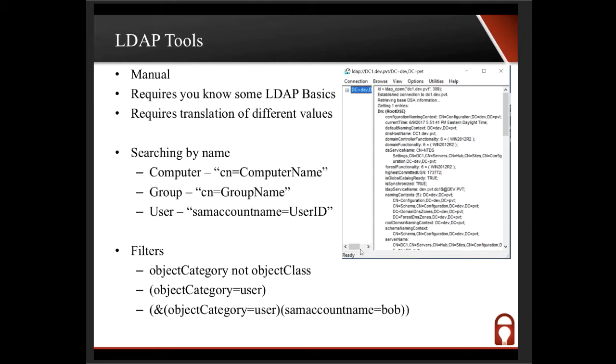Some other good filters: you'll see most LDAP directories have the object class attribute. And this is multi-value, and it contains everything that that object could be. A good example of this is a computer object and a user object are both considered users. And so if you say object class equals user, you'll get both. If you use object category, something that Microsoft put in, you'll only get that specific object. So object category user will only give you user IDs. Object category group will only give you groups.